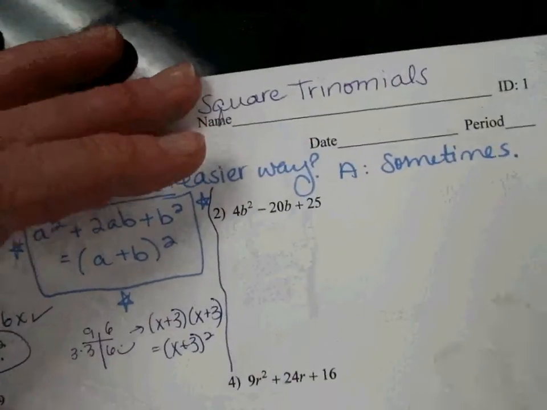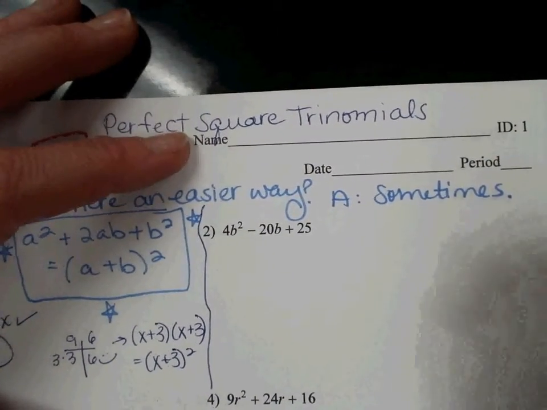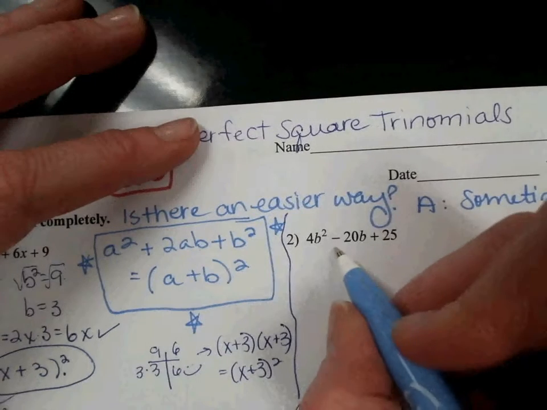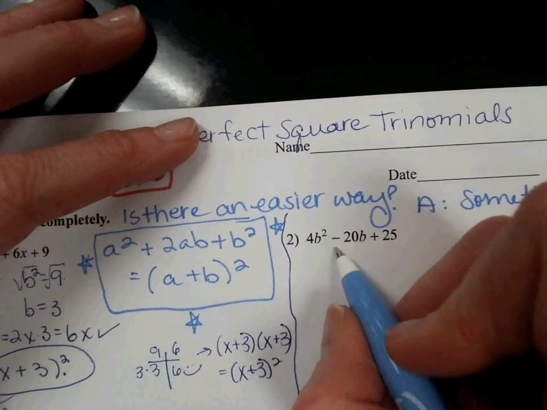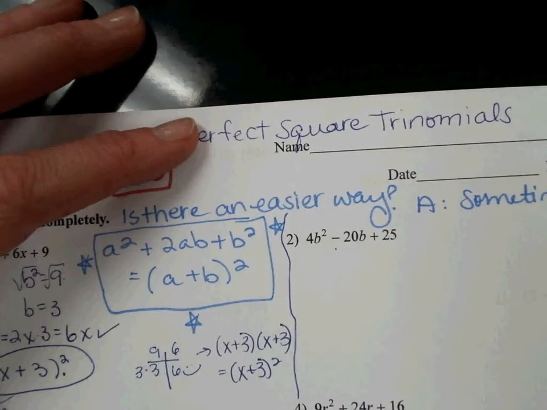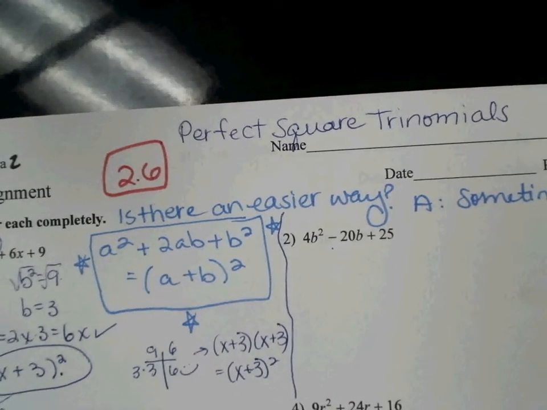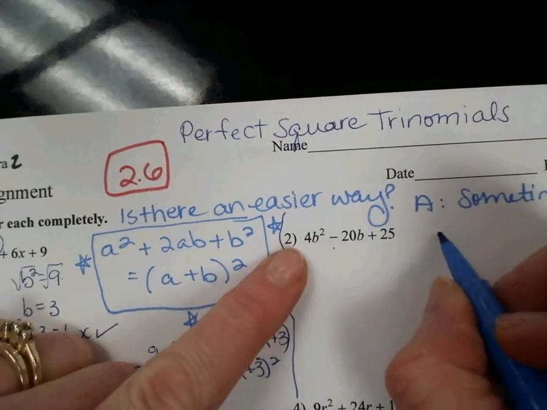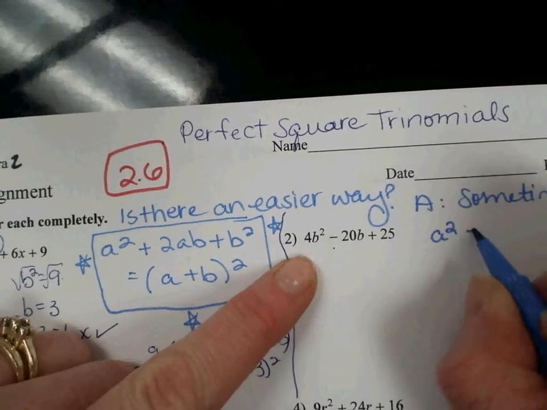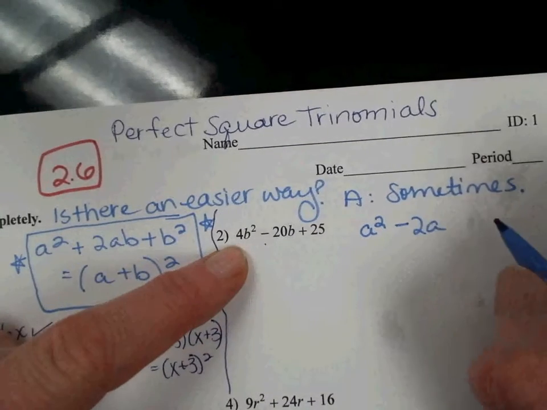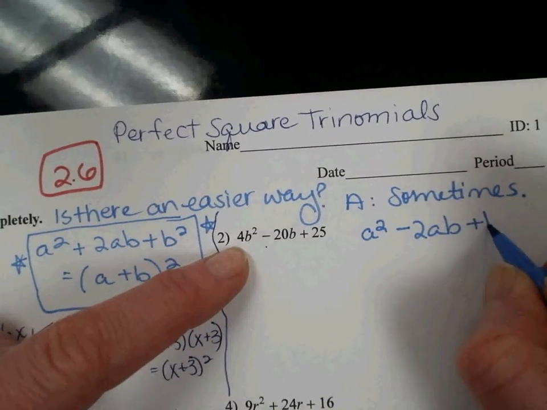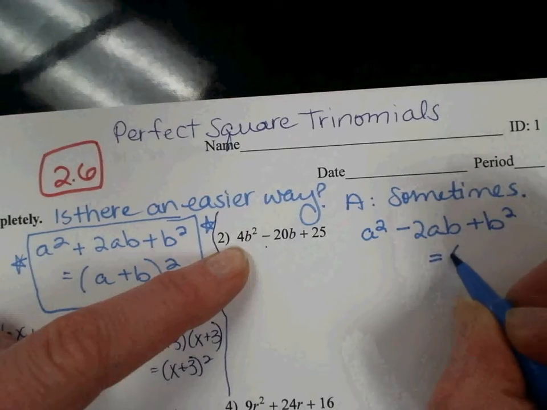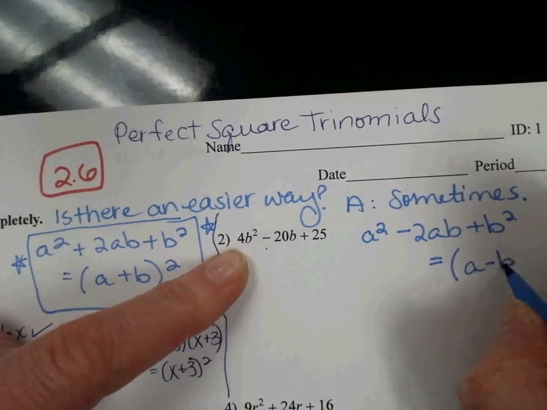It's okay. Number 2. You notice there's a big difference here. For number 2, there's a minus sign. And so it's important to know that we could also do these if they are a squared minus 2ab plus b squared, which factors into a minus b squared.